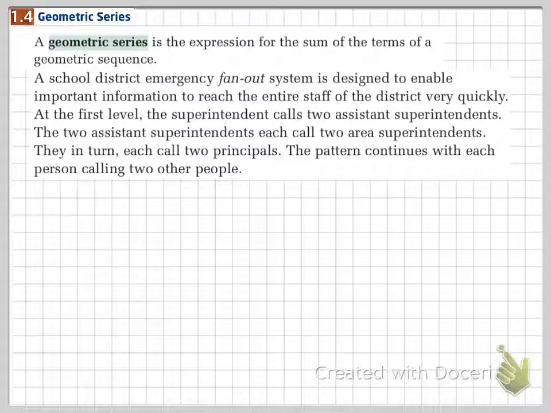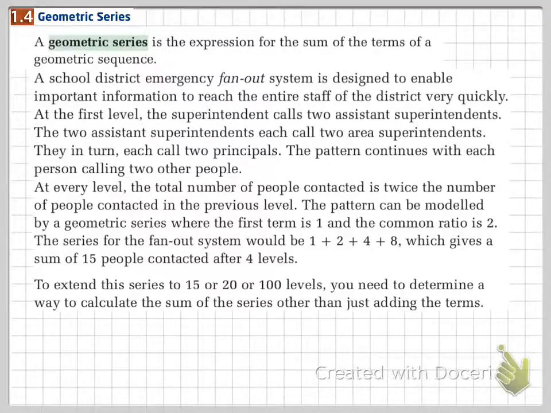Let's do an example. A school district emergency fan-out system is designed to enable important information to reach the entire staff of the district very quickly. At the first level, the superintendent calls two assistant superintendents. The two assistant superintendents each call two area superintendents. They in turn each call two principals. The pattern continues with each person calling two other people.